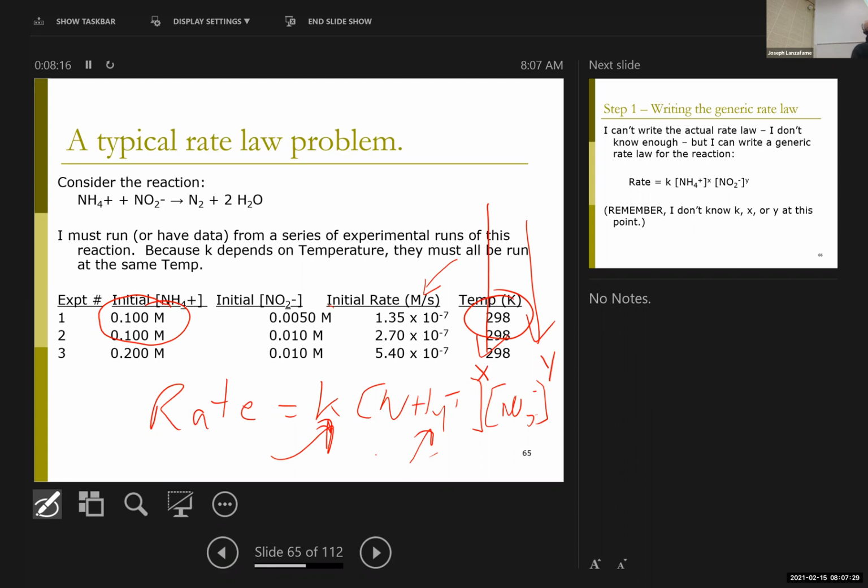All right, similarly but differently, if you look at the second and third reactions, there I kept the nitrite constant, as well as, of course, the temperature. So again, the only thing that changed now is the ammonium, and so any change in the rate has to be due to the ammonium.